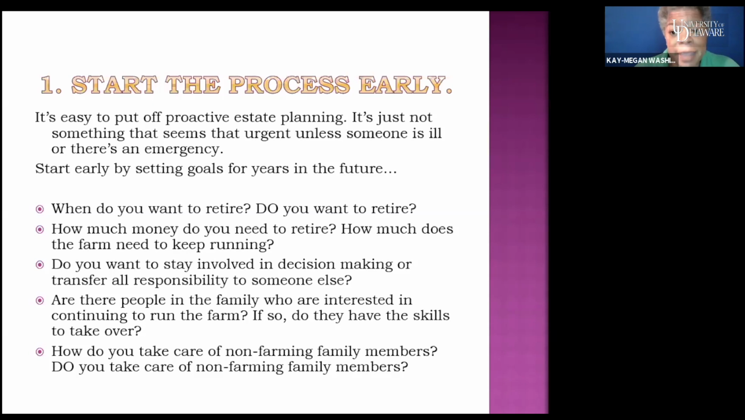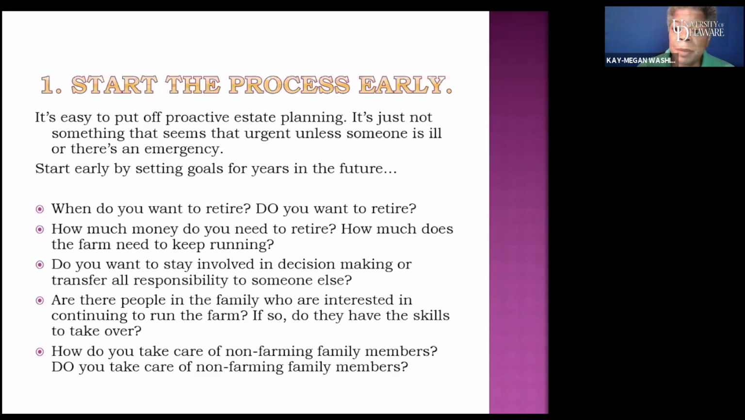Are there people in the family who are interested in continuing to run the farm? Let me ask that again. Are there people in the family who are interested in continuing to run the farm? If this is not something that you know the answer to, it's something that you need to find out the answer to. And if they are interested, do they have the skills to take over?